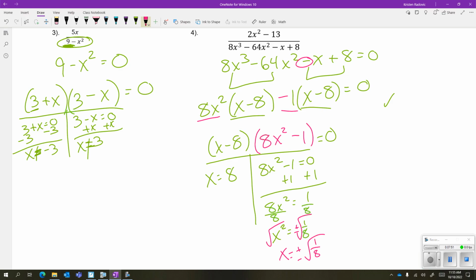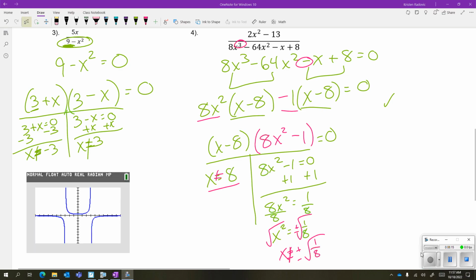And it makes sense that you have a plus or minus because your degree is 3. You're supposed to have 3 answers. x equals 8 is 1, plus radical 1/8 is 2, minus 1 over radical 8. Minus the square root of 1 over radical 8 is your third answer. Now, these values make it undefined, so I'm going to say that x cannot equal any of them.